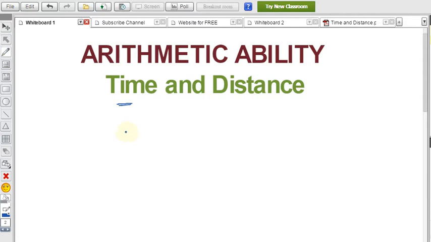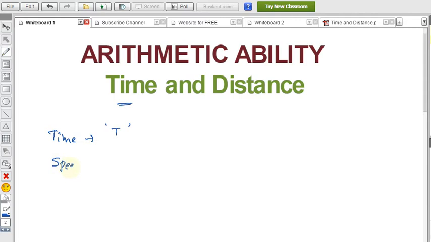To measure how long it takes for something to happen or somebody to do something is called time. It is denoted by t. So time we can denote with t. So time is nothing but measuring how long it takes something to happen.